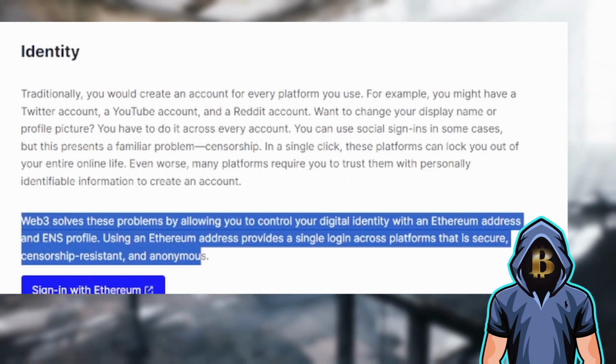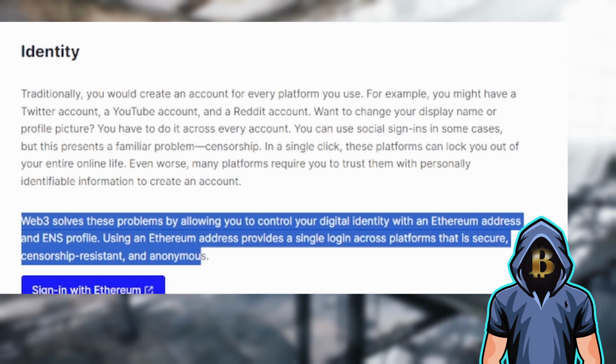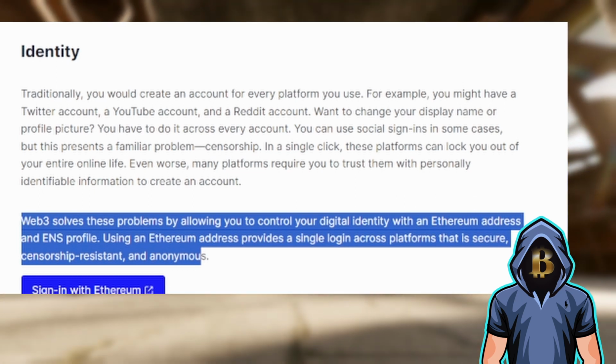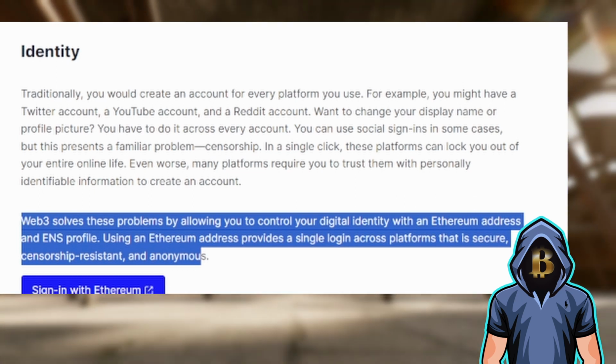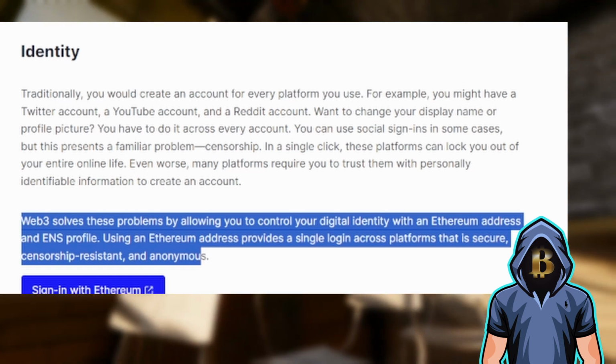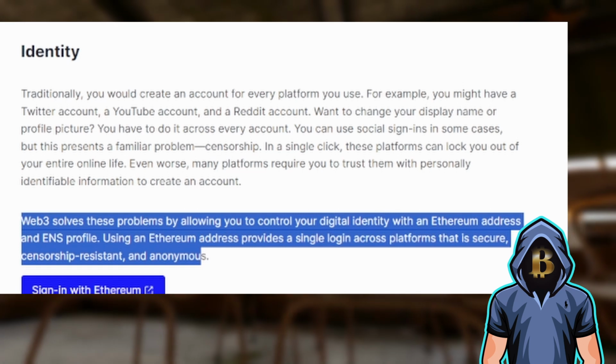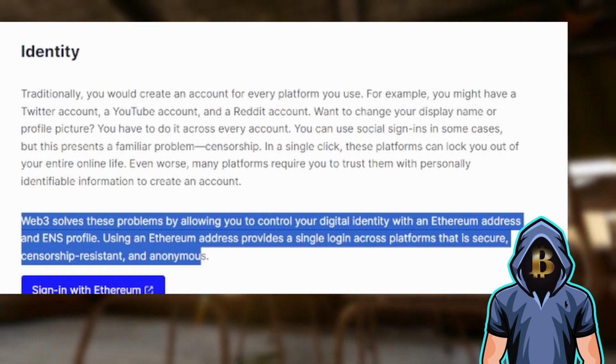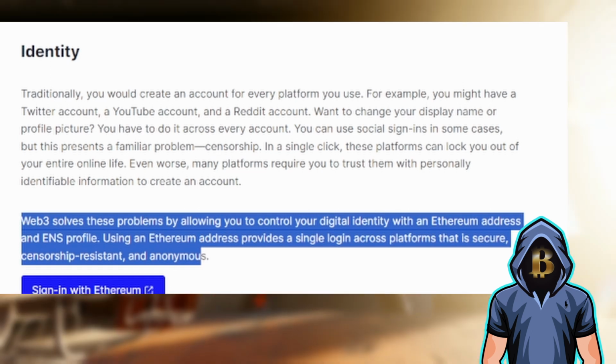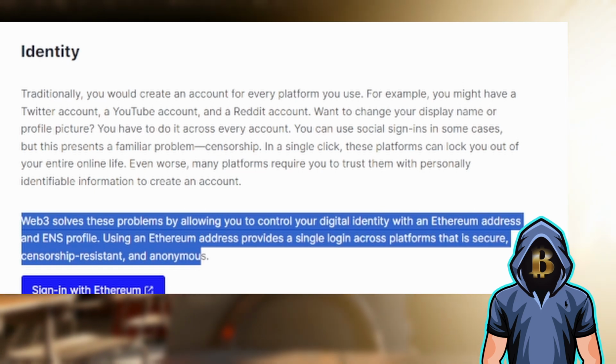So in a single click, these platforms can lock you out of your entire online life. Even worse, many platforms require you to trust them with personally identifiable information to create your account. Web 3 solves these problems by allowing you again to control your digital identity, in this case with an Ethereum address and ENS profile. This is from, again, ethereum.org. So using an Ethereum address provides a single logon across platforms that's secure, censorship resistant, and anonymous.